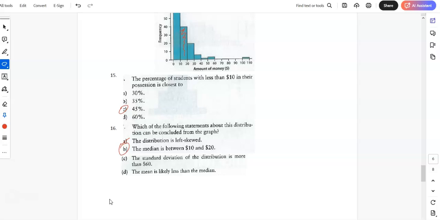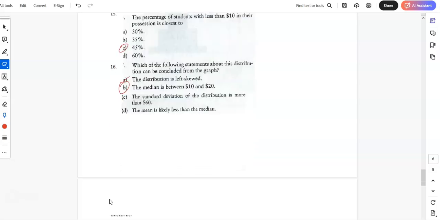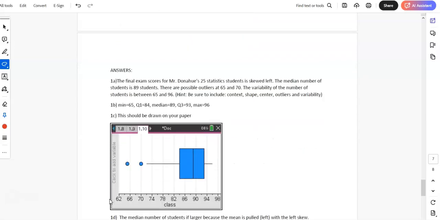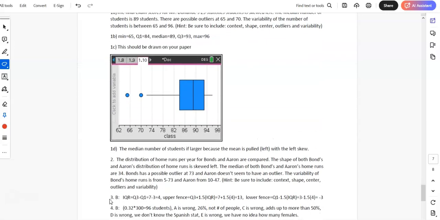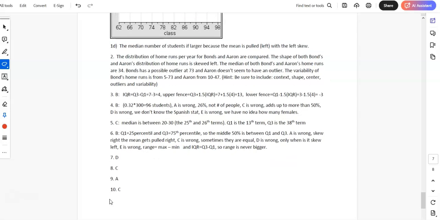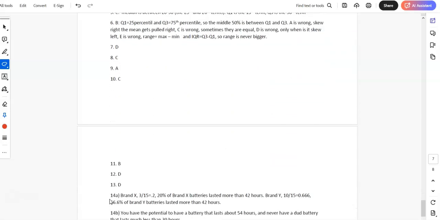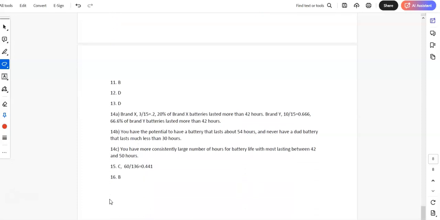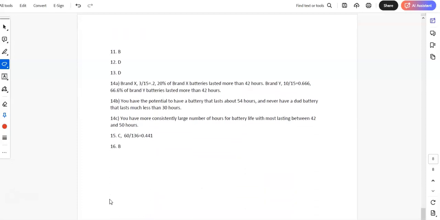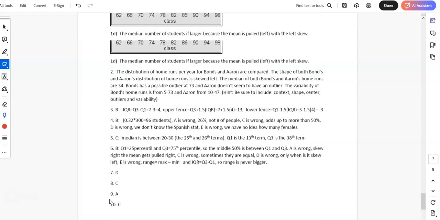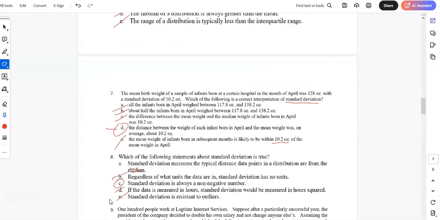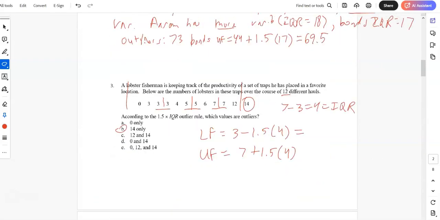The mean is likely less than the median. Actually, the mean is more skewed right. So those are your answers. If you want to double check what I did was right, I did not double check myself. Okay. That's your lesson to your review.